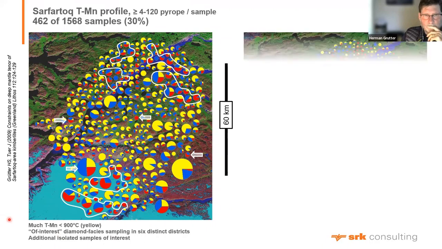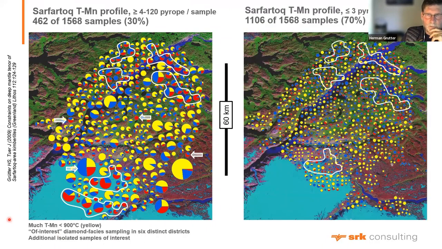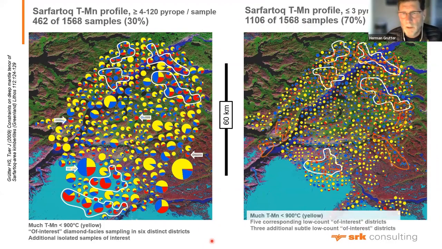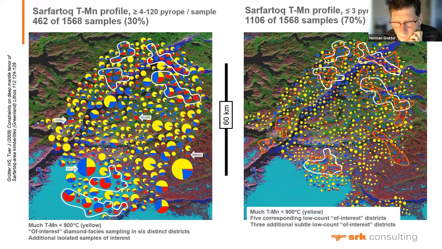If you now compare that to the remainder of the data set where you have recovered less than or equal to 3 pyropes per sample, which is the dominant proportion of this data set, there's a lot of low count data across this whole data set. And it's 70% of your data set. Then those are the same white areas that have been highlighted over there. And if you go into these data points over here, you'll see there's a little area of interest over there. There's another area of interest over there. And you start highlighting the same areas as before, but in addition, other areas like this one.